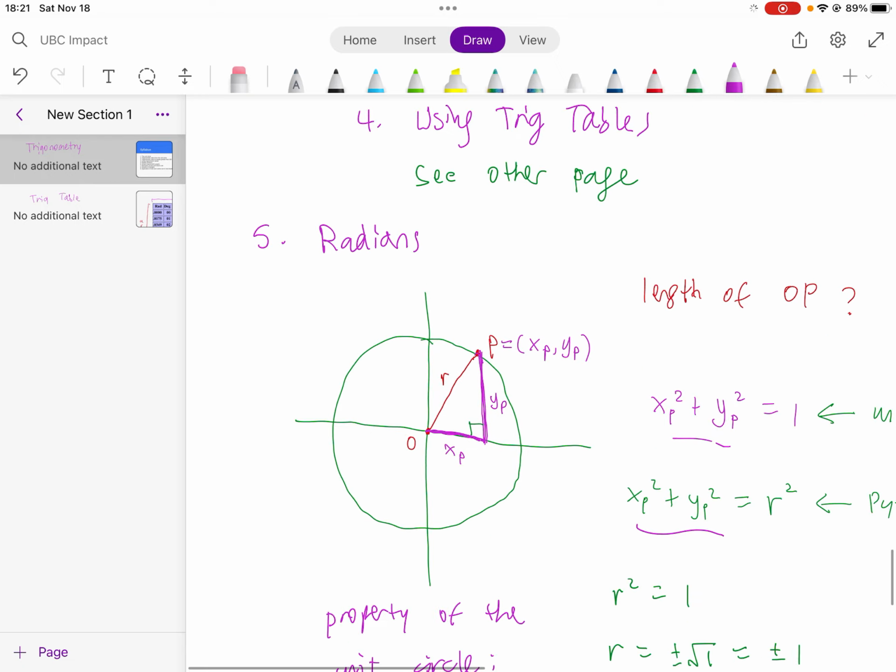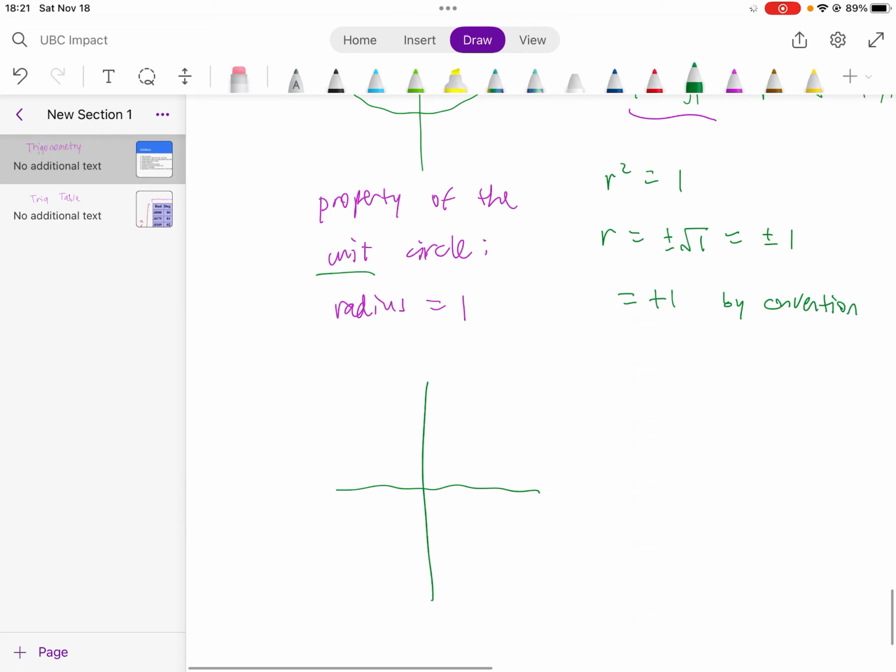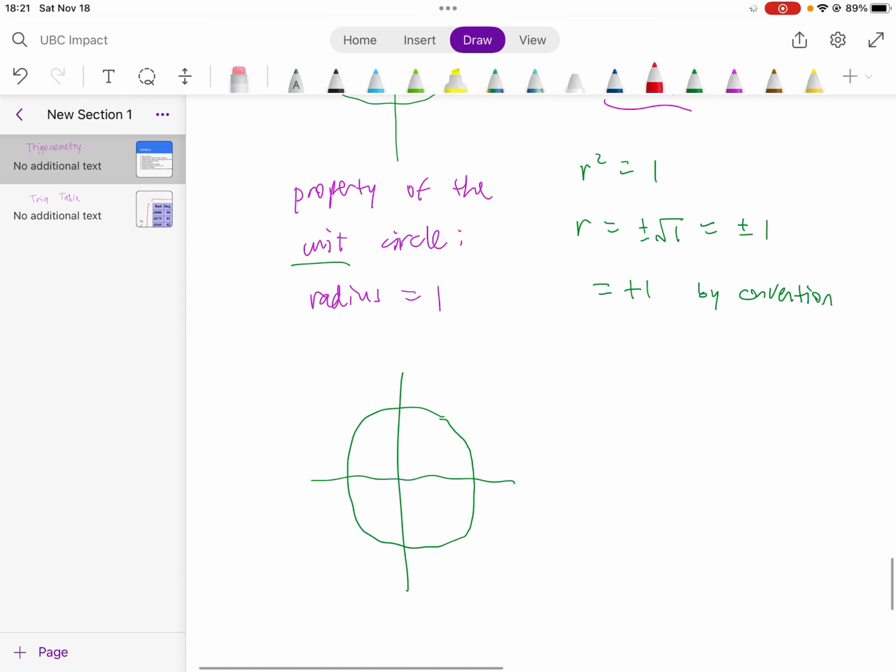Why did we find this? Why do we find that the radius is 1? Well, let's draw the unit circle again. So we know that if we take a point, this line is always 1. Now, what is the length of this part of the circle right here? Well, we don't know, but just by looking at it, it's less than 1, right?